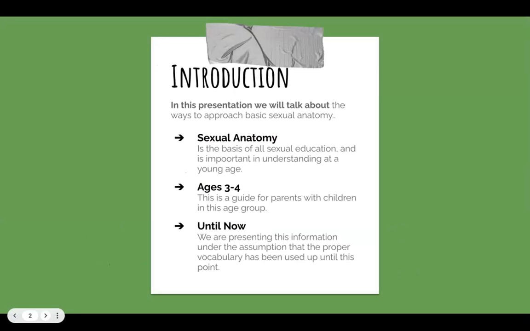In this presentation, we will talk about the ways to approach basic sexual anatomy. Sexual anatomy is the basis of all sexual education and is important in understanding at a young age. This is a guide for parents with children in the age group of 3 to 4, and we are presenting this information under the assumption that the proper vocabulary has been used up until this point.